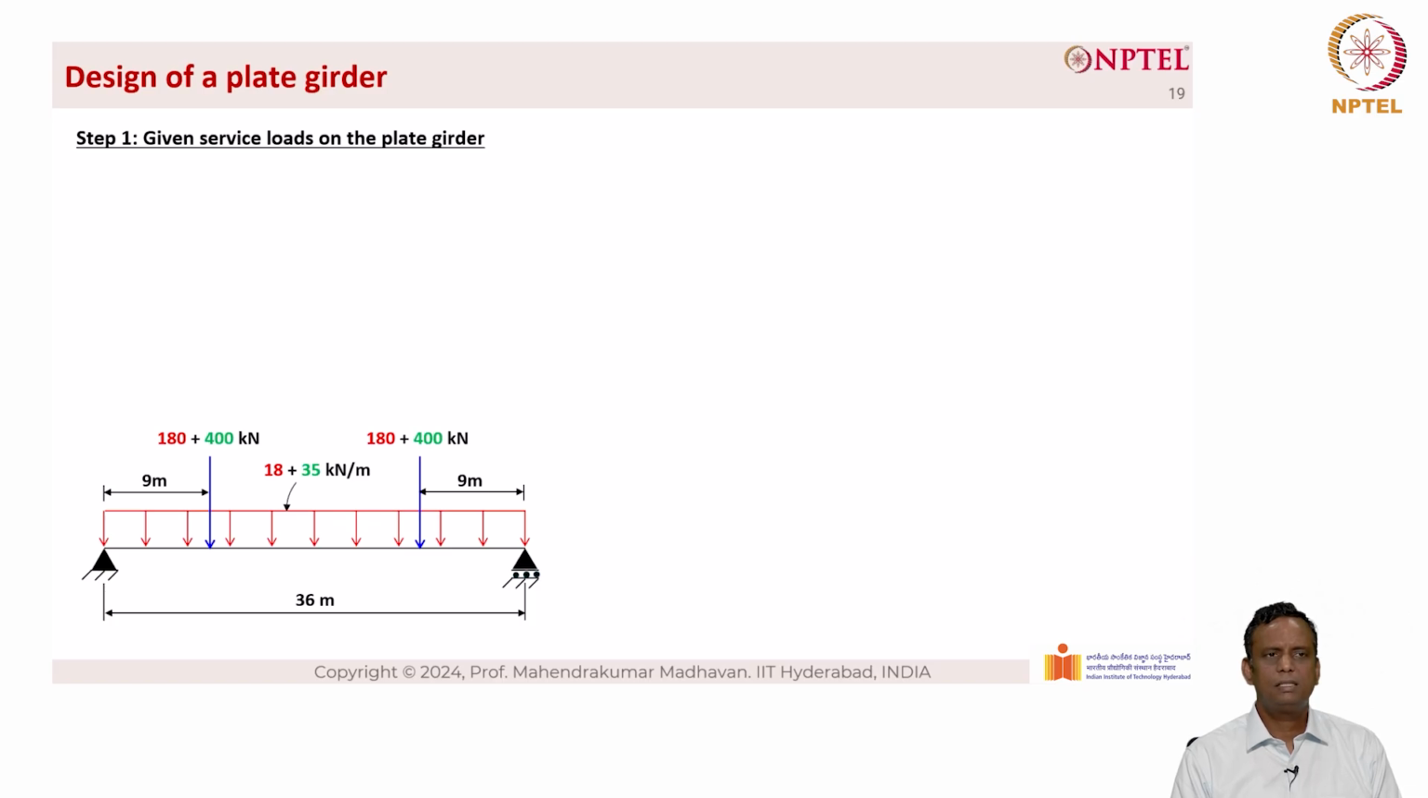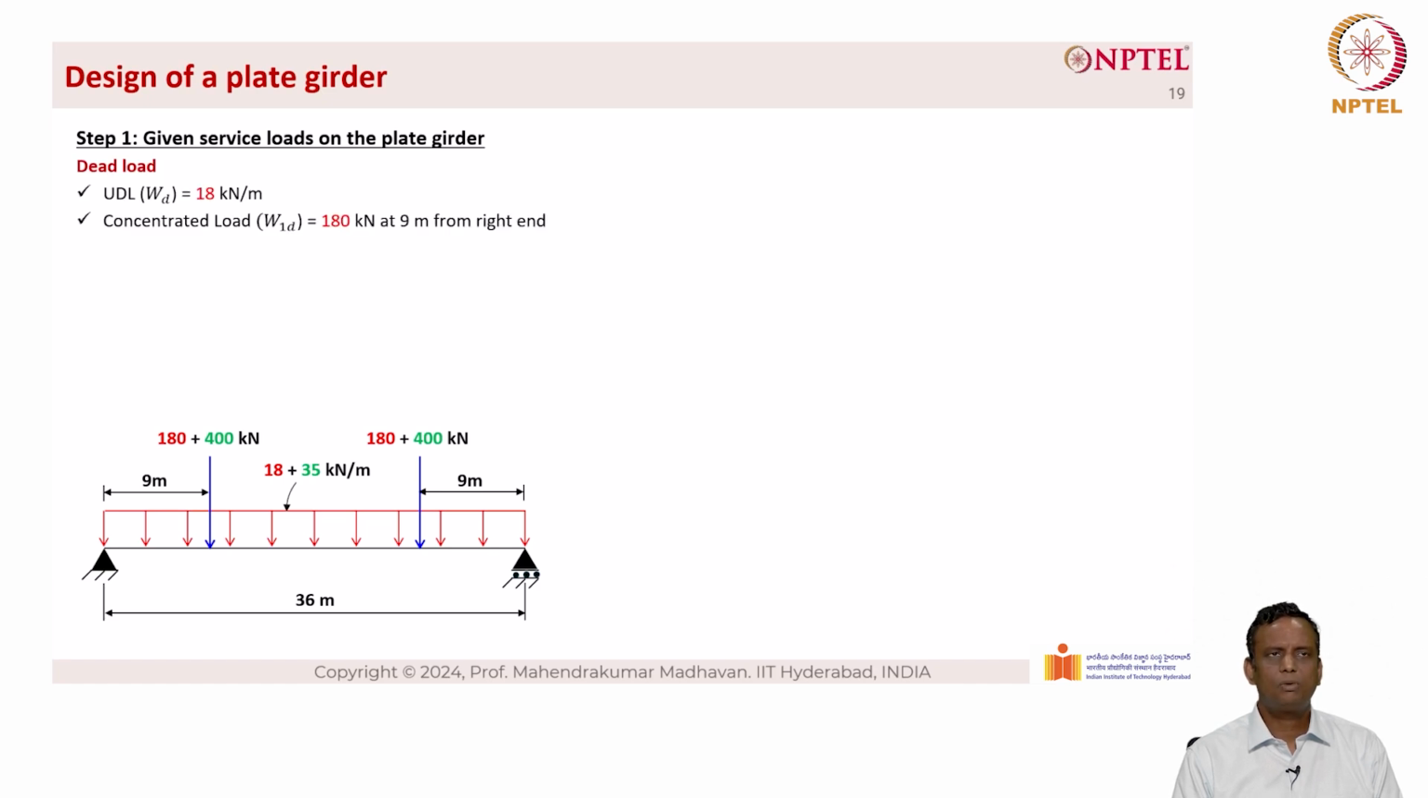Now let's look at step 1, which is the given service loads on the plate girder. You can see that the plate girder here has a span of 36 meters, and it has a UDL of 18 plus 45 kilonewton per meter and two concentrated loads of 180 plus 400 kilonewton acting on either side of the span at a distance of 9 meters from the supports.